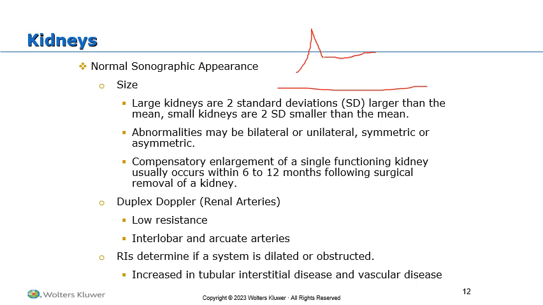The resistive indexes can be determined if a system is dilated or obstructed. When you're completing your measurements of your peak systole and diastole, you can put that into the calculation package, where it will come up with your resistive index, which might be helpful in diagnosing things like tubular interstitial disease and other vascular diseases.